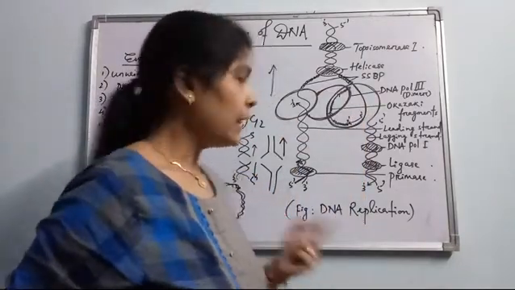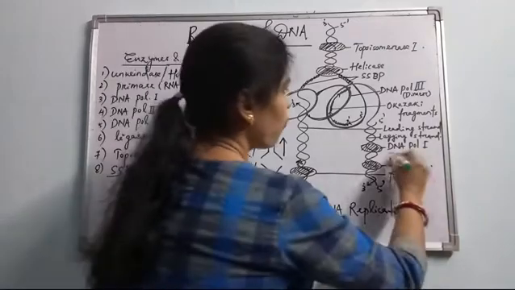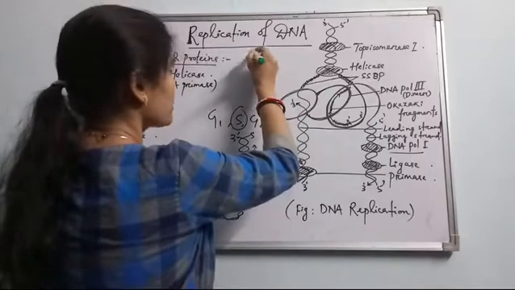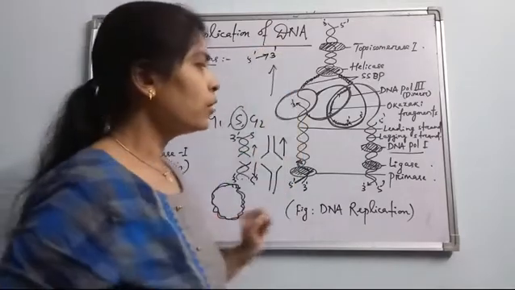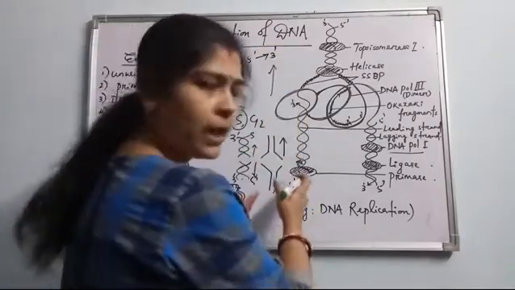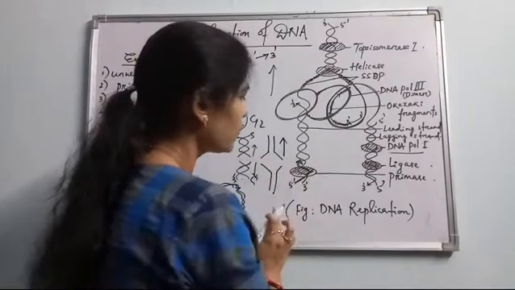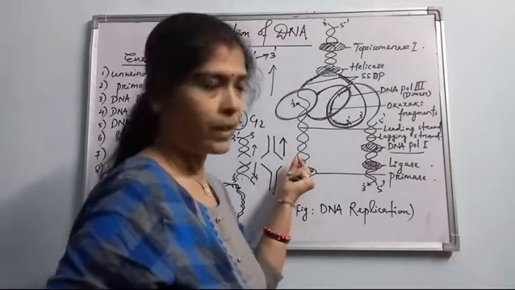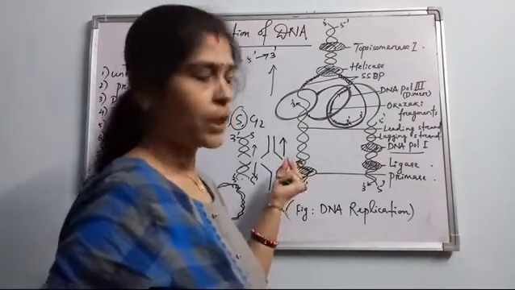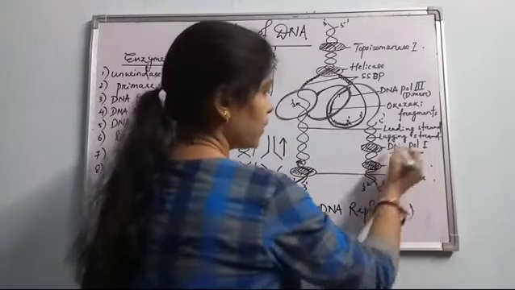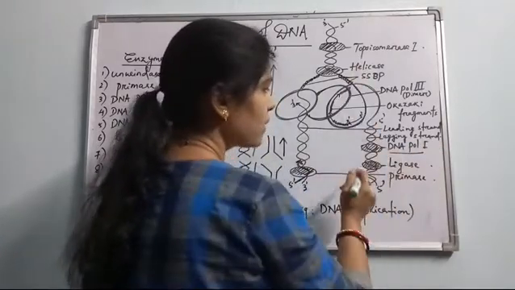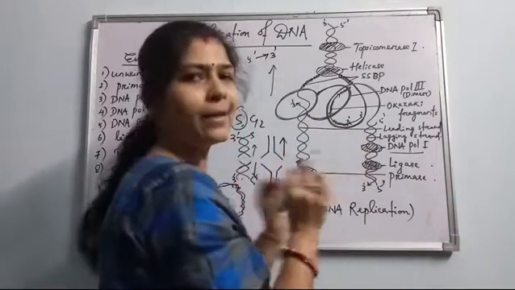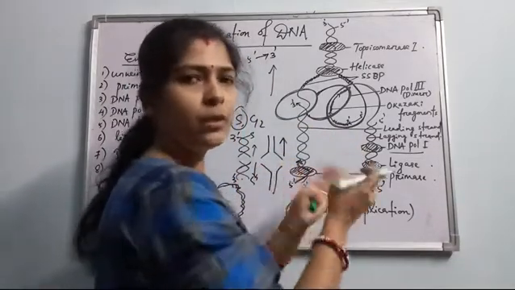Removal of the RNA primer is done by the enzyme DNA polymerase 1. DNA polymerase 1, by its 5' to 3' exonuclease activity, removes the RNA primers. Okay, see, suppose this RNA primer is removed, then there is a space. This space is again filled by dNTPs by DNA polymerase 1 itself. And here also DNA polymerase 1 removes the RNA primers, and in that space it fills the corresponding dNTPs, which are complementary to the template strand.